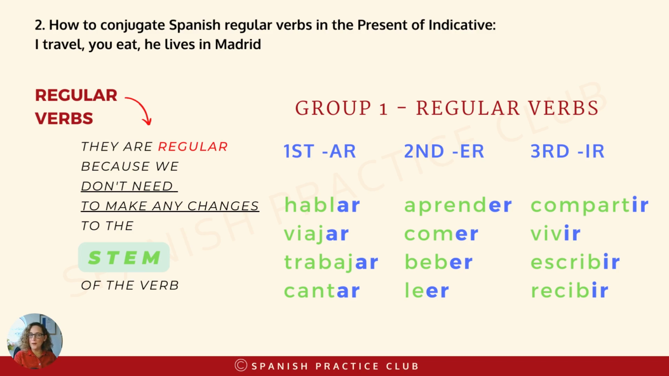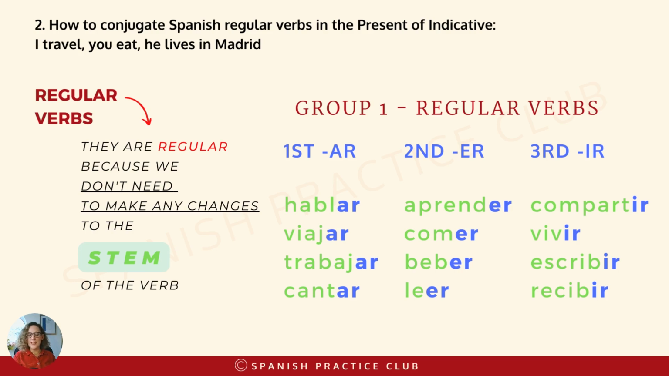The stem of the verb is the basis of the word, and once you learn that, you can then conjugate the verb in any tense. So in this lesson, we are going to focus on the present of indicative, but once you learn the basic form of the verb, so the stem, you will be able to conjugate the verb in any other tense, in the past, the future, the conditional, the subjunctive, and all those tenses in the Spanish language.